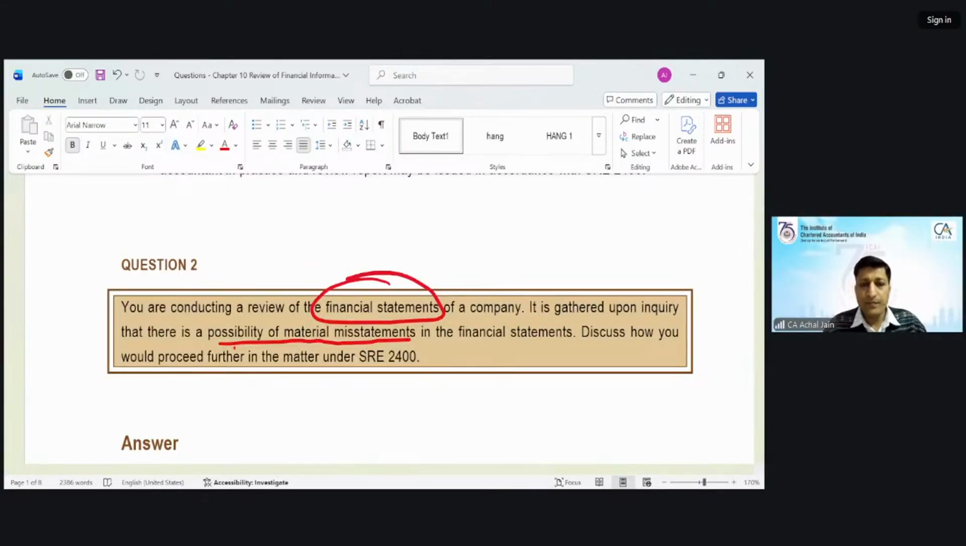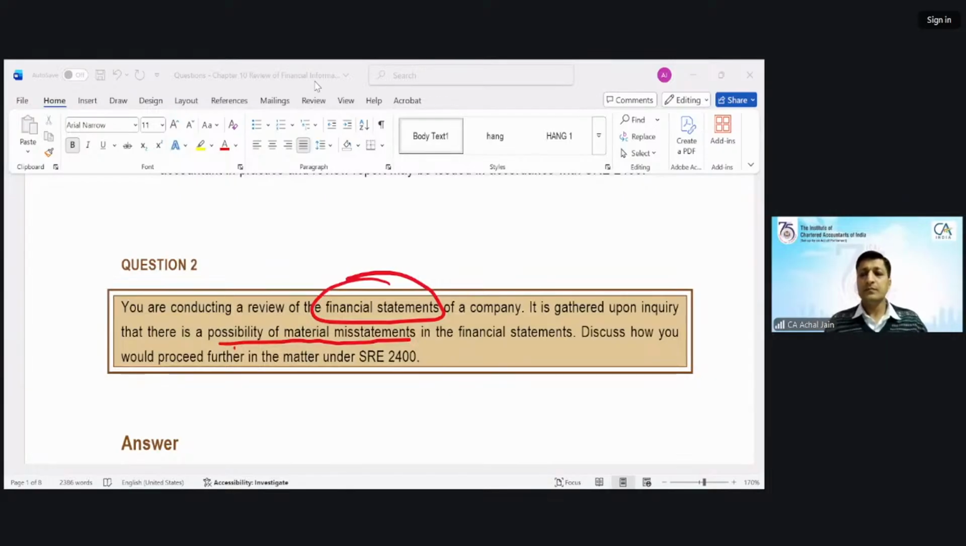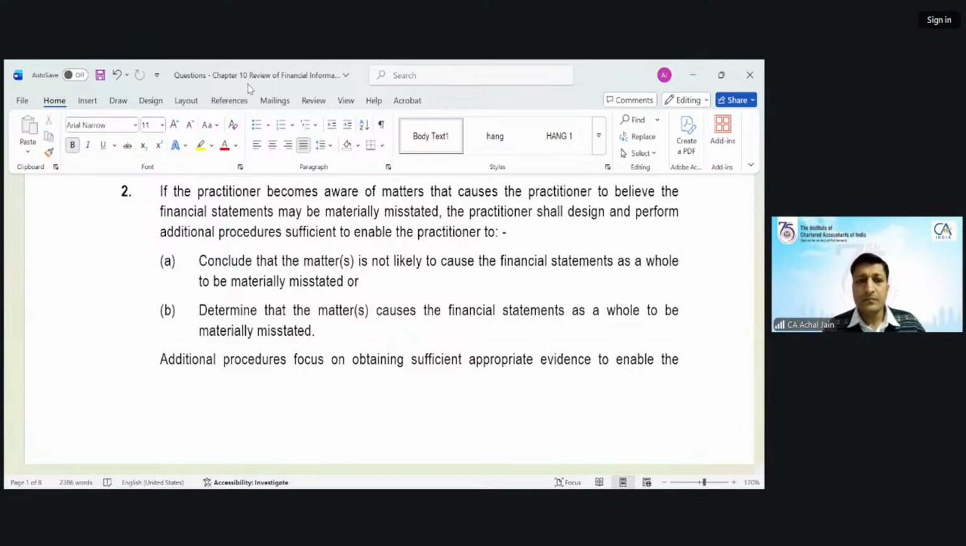Yes, sir. Definitely, he will do the additional procedure. He has to design and perform additional procedures to get into that material misstatement, if any, in the financial statement while he is reviewing. And while reviewing, he has to ensure that the whole financial statement is not materially misstated. That part he has to review and conclude, sir. So how will you do that? He will do the additional inquiry, the analytical procedure, and try to get sufficient appropriate evidence from wherever the area he is reviewing. He tries to get that through additional procedures, analytical procedures or inquiry from the person involved.